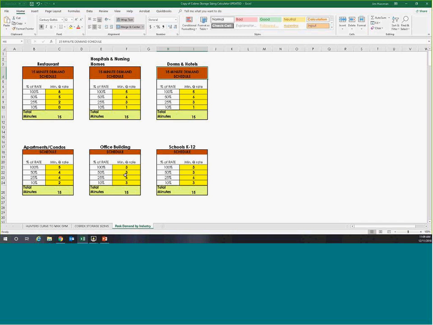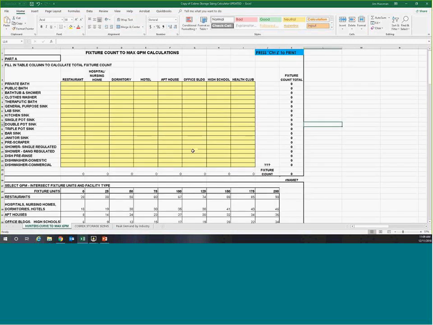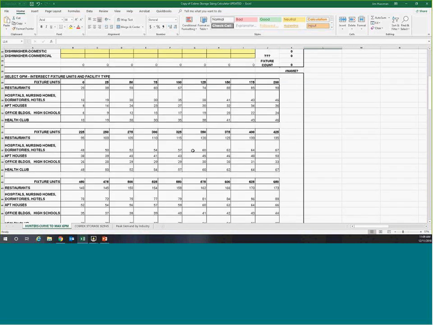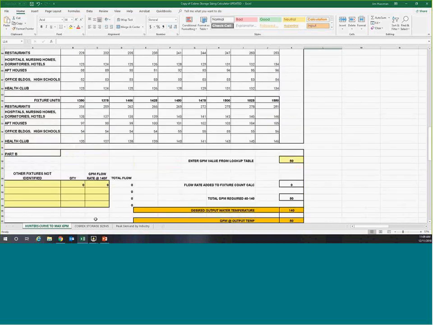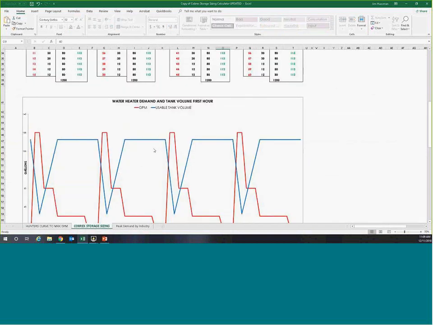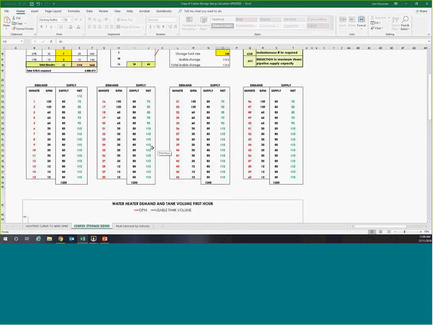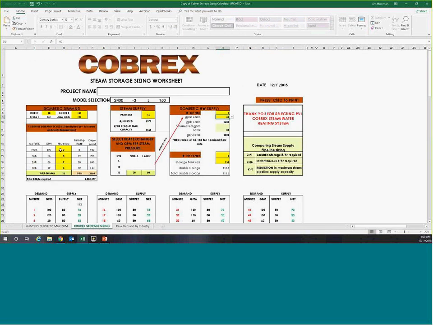There's also the Hunter's Curve tab there to calculate your instantaneous load, so you can plug it into your storage sizing calculator. And if you go back to the original page, go up to the top where it says the model selection. Every time you fill in the yellow fields, it gives you a model so that you can get back with Brett and he can give you a spec sheet on that model. That's a very good point. Thanks, Jim.